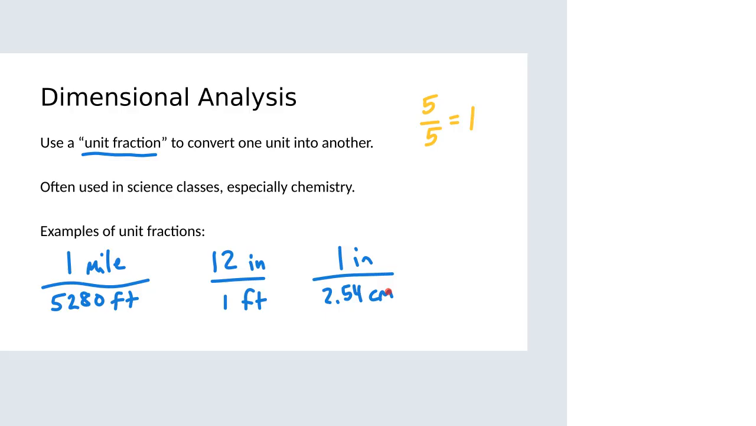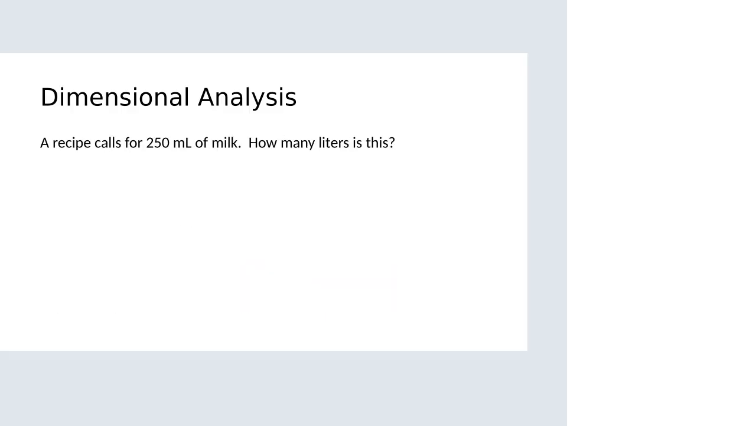And here's how that goes. A recipe calls for 250 milliliters of milk. How many liters is this? So what we want to do here is take 250 milliliters and turn that into liters. The thing that we're converting, the thing that we're starting with, the 250 milliliters, we're just going to write that down.